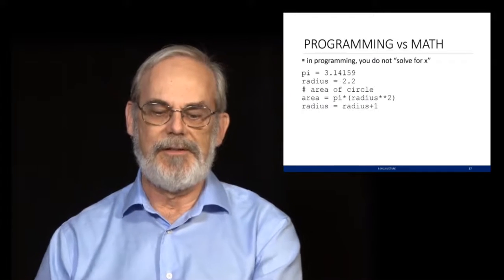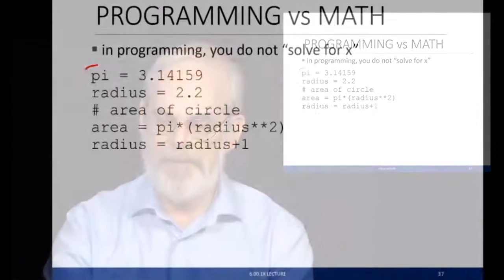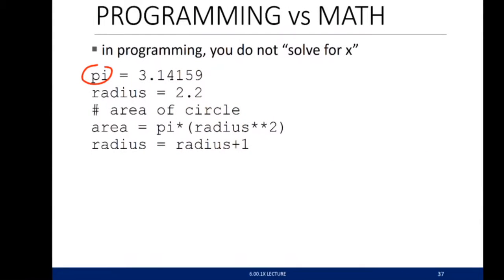So, for example, in this little example, I define pi to be 3.14159. I set up a radius. This is just a comment. We're going to come back to that. That hash sign says it's just something that's going to be there for me to read. The computer doesn't do anything with it. I can now compute the area. And then I can decide I want a different radius.